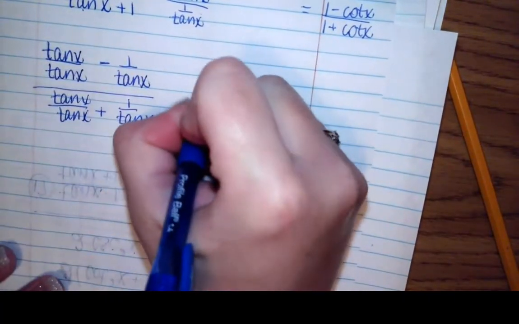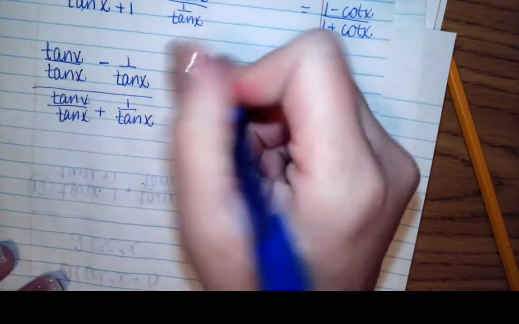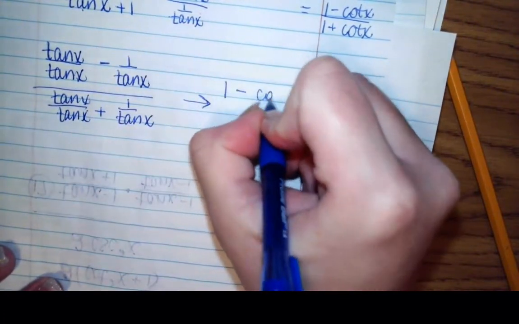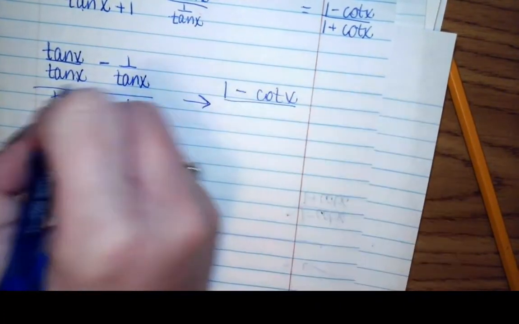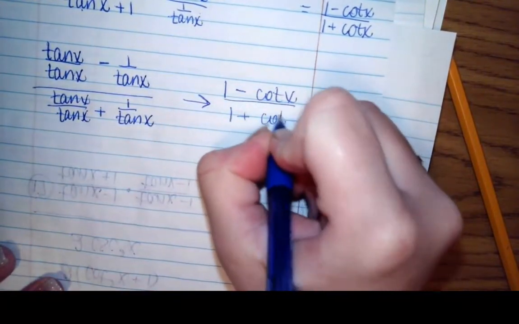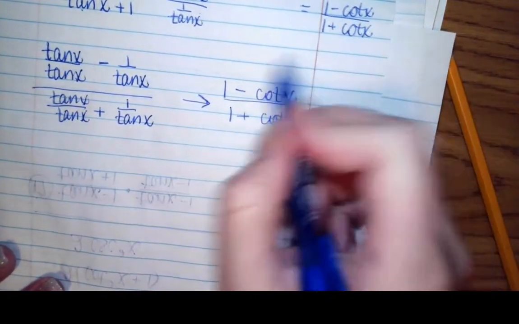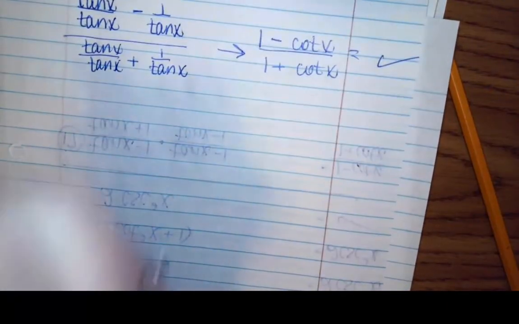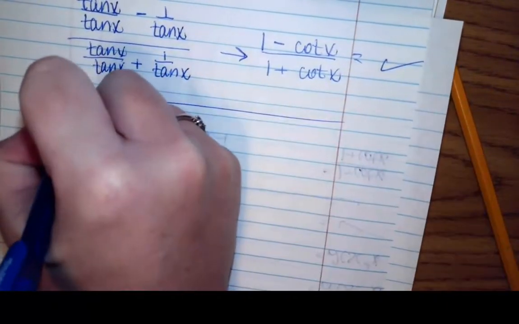So my first numerator turns into 1 minus 1 over tangent, which is cotangent. And then this one turns into 1 plus 1 over tangent, which is cotangent. And so I end up getting exactly what I was looking for. So let's try number 18.